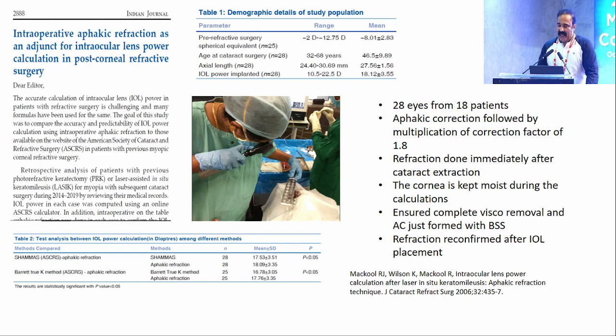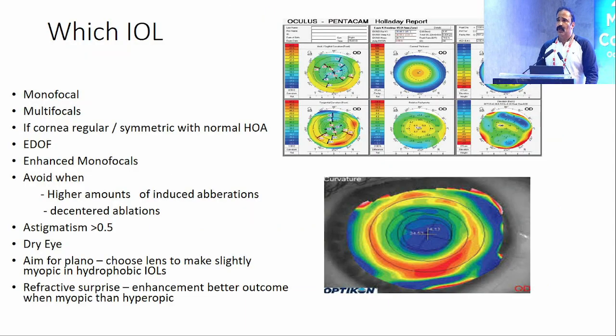And after the IOL implantation also, you can actually reconfirm the IOL power. Which IOL? As I said, I prefer monofocals. But if a multifocal is chosen, if the cornea is regular and there are no higher order aberrations, the first choice I would give is the enhanced monofocals like Isopure. For multifocals, I go for EDOF like Vivity.